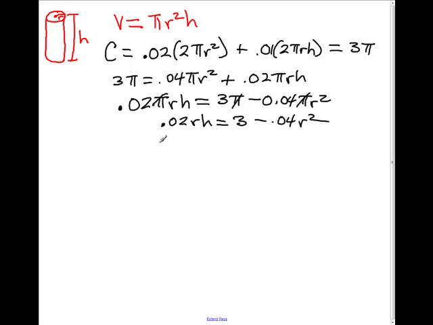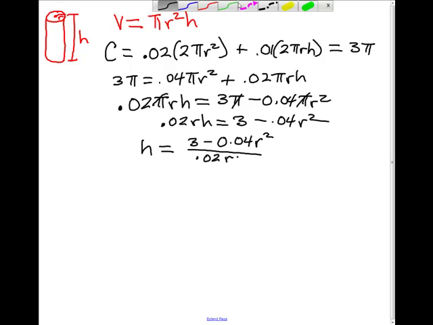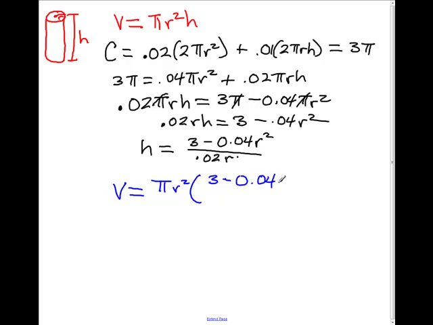And then I'm going to divide to give me a final expression for h equaling 3 minus 0.04 r squared over 0.02 r as my expression. Okay, well now I'm going to substitute it into volume, and that gives me pi r squared times that big expression, which looks like this, and we'll need to simplify this, of course.